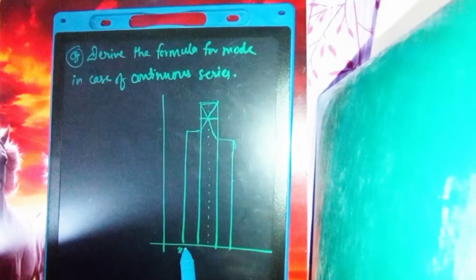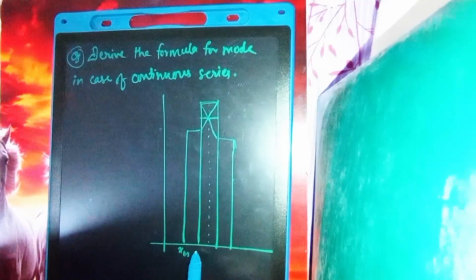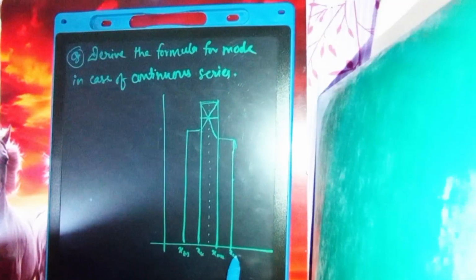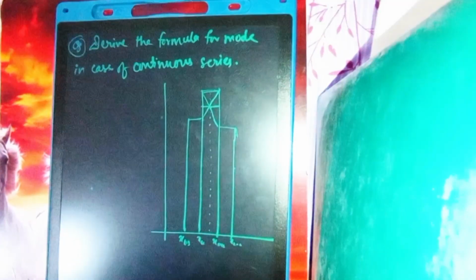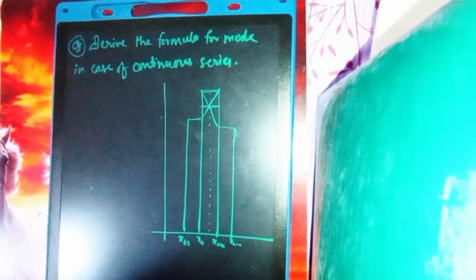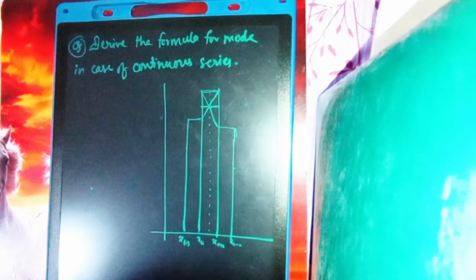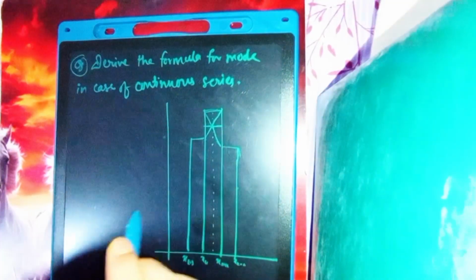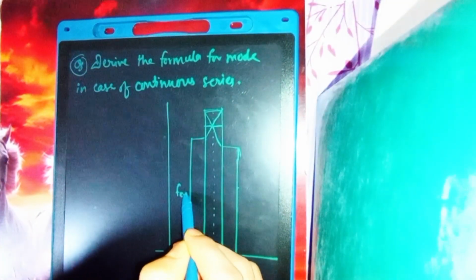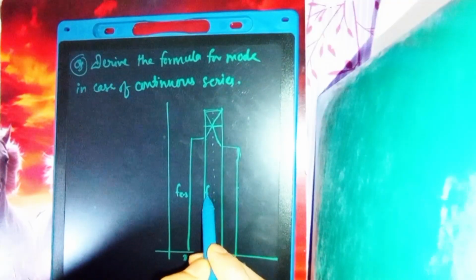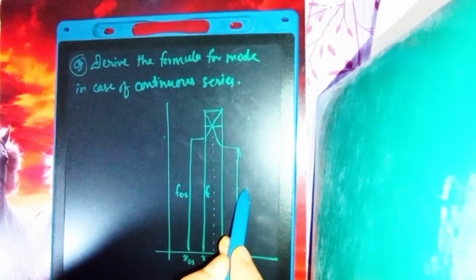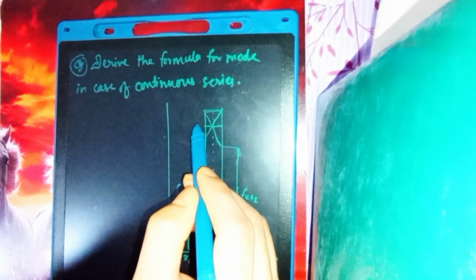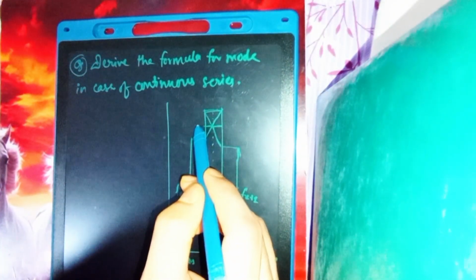This is the x_{k-1} class. This is x_k, and this is x_{k+1}, and this is x_{k+2}. Okay, I know it is not perfect, but I hope you got it. If you got it, then you can make it in your own copy. So now we will let here f_{k-1}. The frequency here will be f_{k-1}. Here the frequency will be f_k, a little bigger, and the highest frequency needs to be f_{k+1} here.